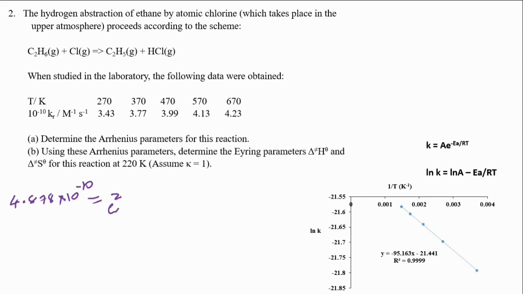Let me get the Boltzmann's constant. This is not something that you have to remember because we always provide this for you for your exams. So here's the Boltzmann's constant, 1.381 times 10 to the minus 23, and that is joules per Kelvin.